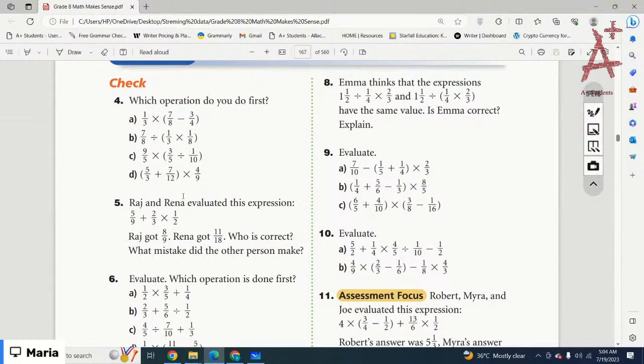Okay, let's just look at question number 5. Raj and Reena evaluated this expression 5 by 9 plus 2 by 3 times 1 over 2. Raj got 8 by 9, Reena got 11 by 18. Who is correct? What mistake did the other person make? Okay, let's just solve first.